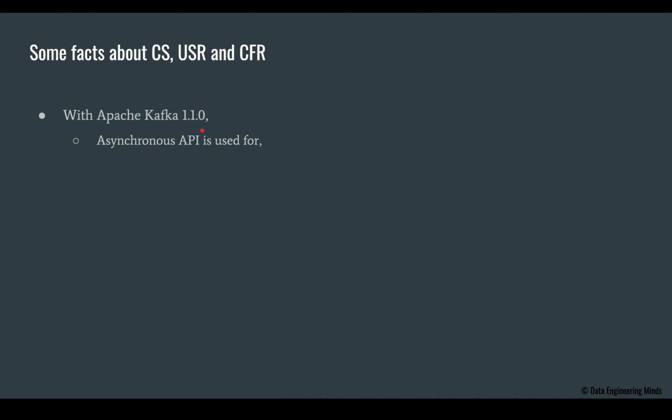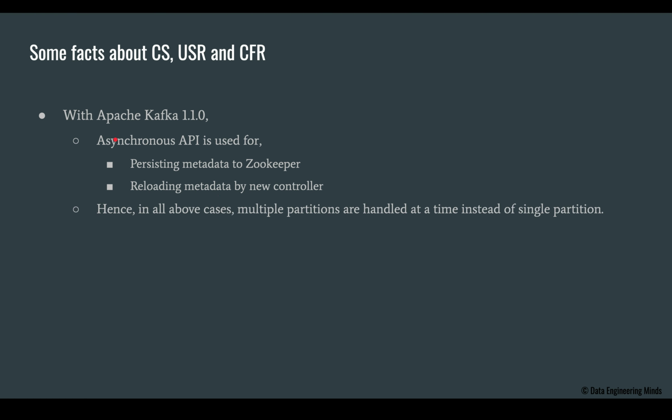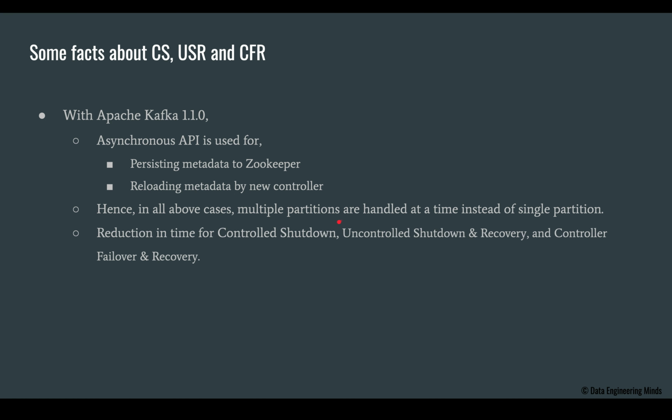With Kafka version 1.1.0, we started using an asynchronous API for persisting any metadata from the controller to Zookeeper, as well as for reloading the metadata from the Zookeeper by the controller. Before the introduction of the asynchronous API, the controller used to handle only one partition at a time. That is, whenever it wanted to persist the metadata to Zookeeper, it would handle only one partition at a time. Similarly, whenever it wanted to reload the metadata from the Zookeeper, it would reload only one partition at a time. However, after this asynchronous API was introduced, the controller can now handle multiple partitions at a time. With this, we saw a significant reduction in time for all these three operations.